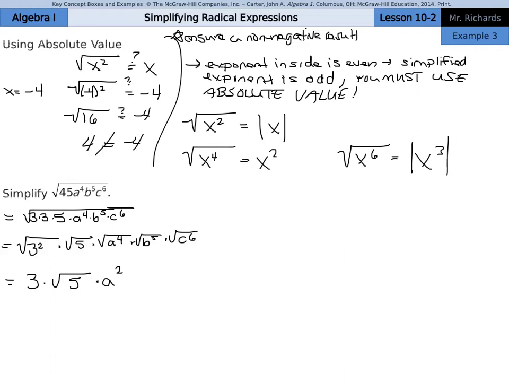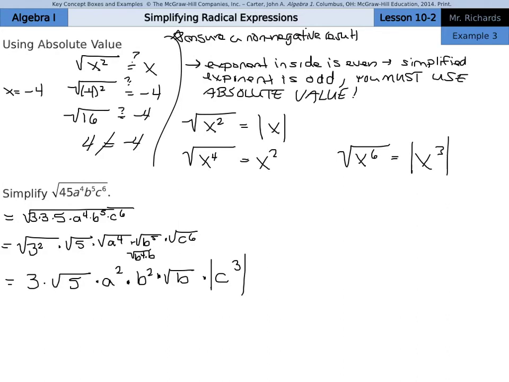Now, the b to the fifth can really be broken down into the square root of b to the fourth times b. And the square root of b to the fourth is b squared times the square root then of b times, if we take our 6 1/2, that's 3. And this is going to be then c to the third power. But since we went from an even to an odd, we need to use the absolute values.